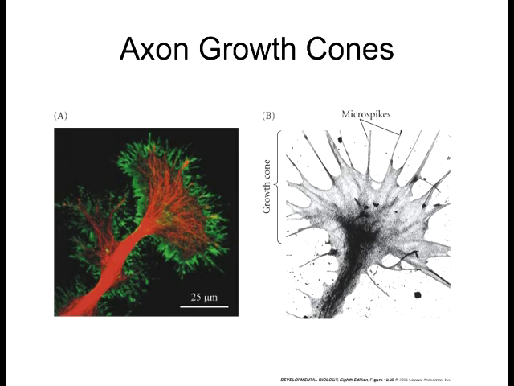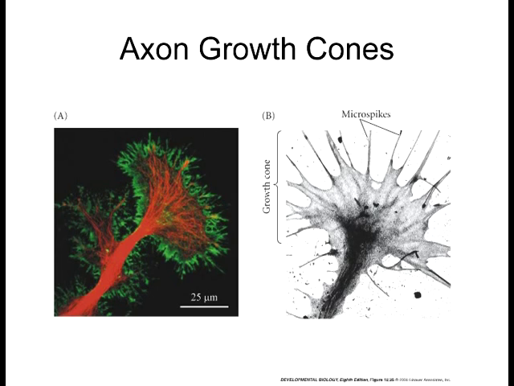And there are receptors on the surface of the cells that, when they come in contact with certain ligands, either cause these microspikes to be stabilized, and therefore the growth cone will continue towards that region, or cause them to atrophy, and therefore it will be repelled and go in the other direction.